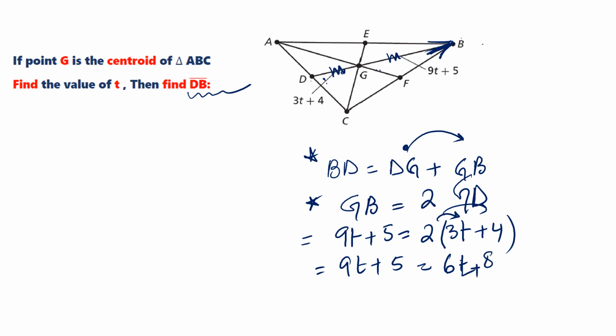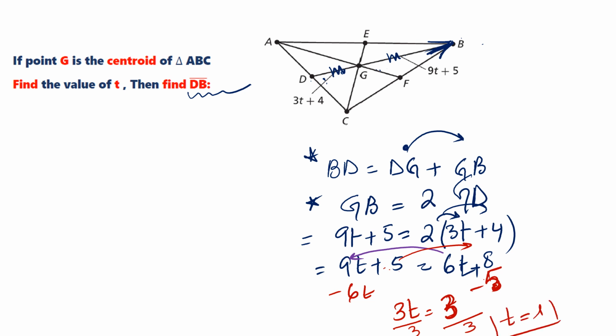Now bring all the numbers on the one side. 6t goes on the other side. You will get negative 6t. Plus 5 goes on the other side. You will get negative 5. 9t minus 6t gives you 3t. 8 minus 5 gives you 3. Divide both sides by the 3. So you will get t equals to 1.